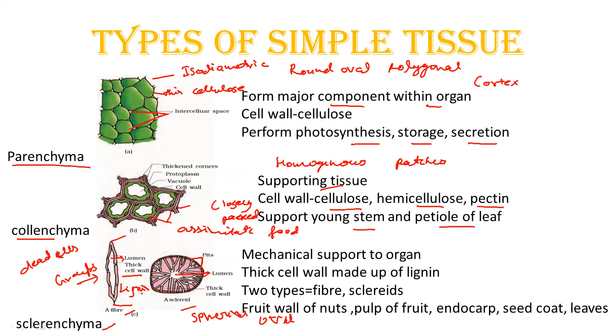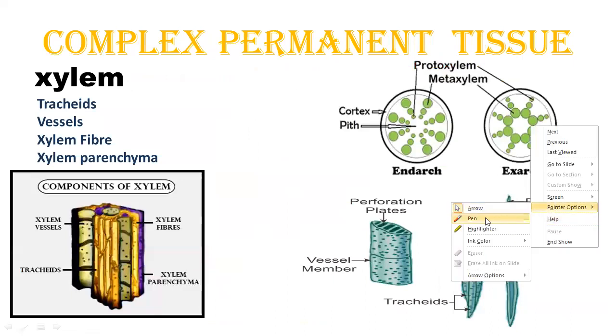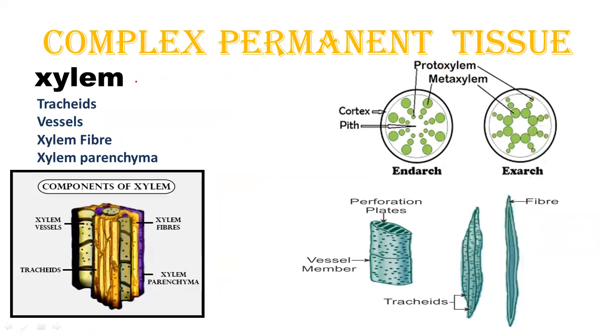Sclerenchyma provides mechanical support to organs, and is also found in the hard wall of nuts, pulp of fruits like pear and guava, endocarp of drupe, seed coat of legume, and leaves of tea tree. Next is complex permanent tissue. Complex tissues are of two types, xylem and phloem.